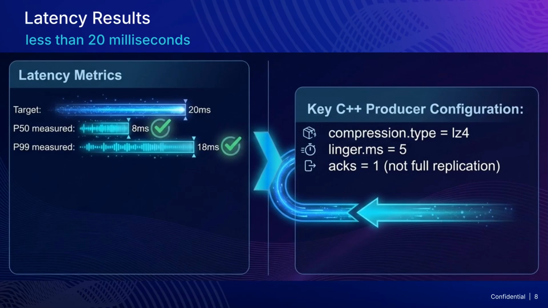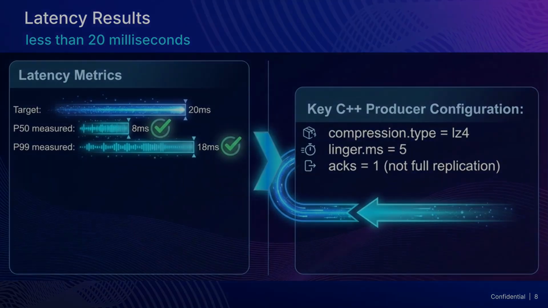Performance target, less than 20 milliseconds. Measured result in production, P50 latency at 8 milliseconds, P99 at 18 milliseconds. Target achieved. The key was tuning the C++ producer: fast LZ4 compression, light 5 millisecond batching, and simple acknowledgement without waiting for complete replication. The simulator was never blocked.